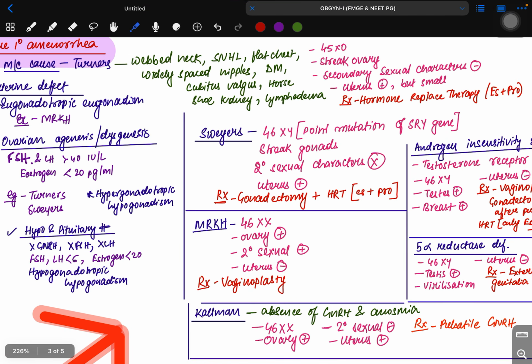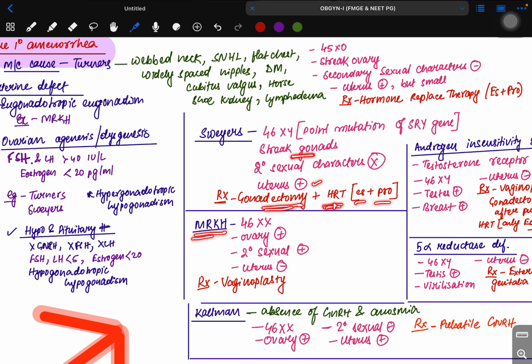In Swyer syndrome, which we have found in ovarian agenesis or dysgenesis or hypergonadotropic hypogonadism, there is 46XY. It happens due to the point mutation of the SRY gene. Okay, and there will be streak gonads, there will be no secondary sexual characteristics, and uterus is present. So since there are gonads, we have to do the gonadectomy, and also we can give hormone replacement therapy. Since uterus is present, we have to give estrogen and progesterone.